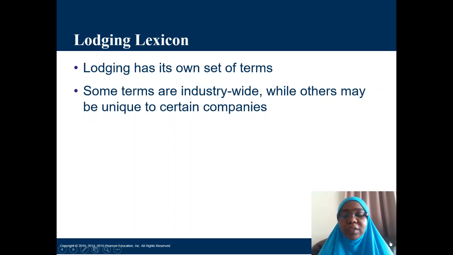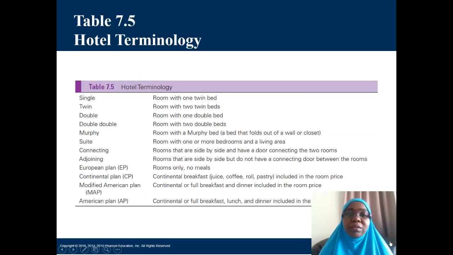Now we are moving on to the lodging lexicon. Like any other phenomenon, lodging also has its own set of terms. There are some terms that are attributed to lodging or the lodging service provider. Some terms are industry-wide; they are used across the industry, while others are unique to certain companies. Here are some industry-wide hotel terminologies.